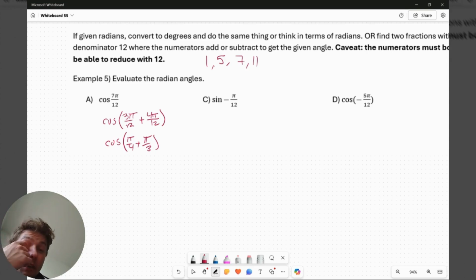Let's look at sine of negative pi twelfths. This one, notice it's a negative angle, so you need to be careful about your addition or subtraction.